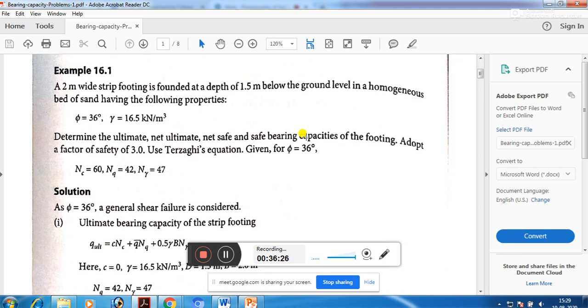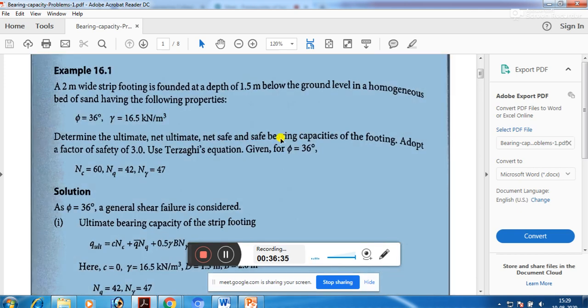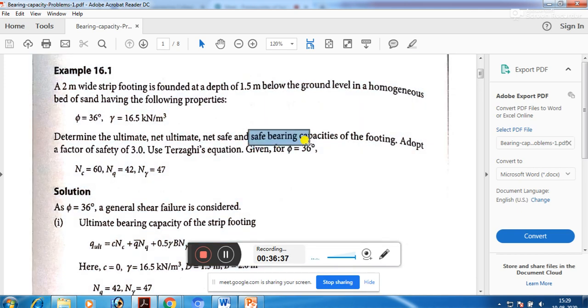But you should remember that you will not always be asked in this way. You may be asked only this part, that is, what is the safe bearing capacity. Once you are asked to find the safe bearing capacity, you will have to find everything. First you will have to find the ultimate bearing capacity, then the net ultimate. From the net ultimate you will calculate net safe, and from the net safe you will calculate safe. And here also the factor of safety is given.